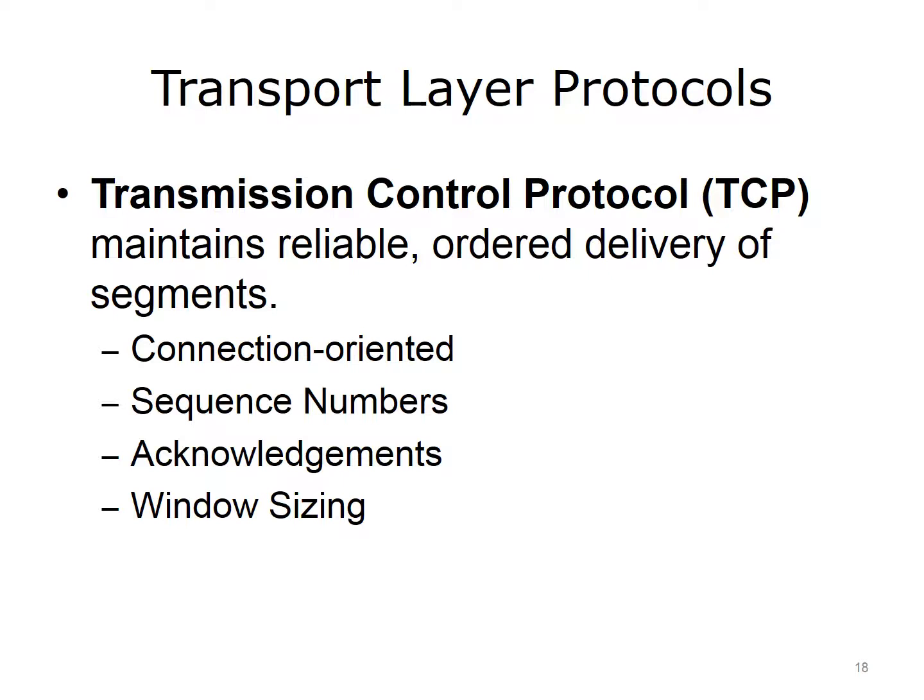Think about it like this. If I want to make sure you hear me telling you something, I will say your name. Make sure you acknowledge me, and then tell you what I want to tell you. I have created a connection with you. TCP also uses sequence numbers, acknowledgments, and window sizing in order to make sure that segments are delivered correctly.